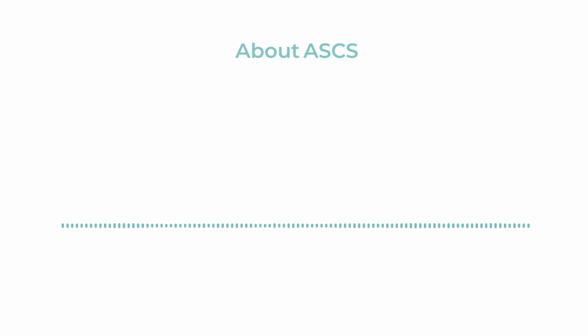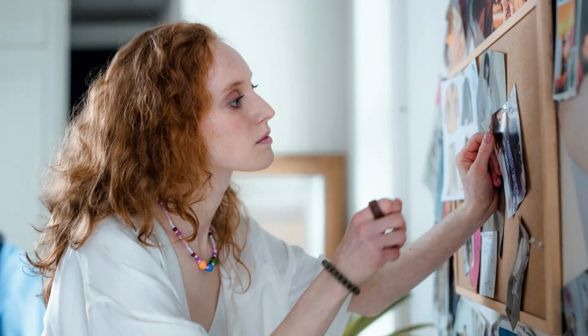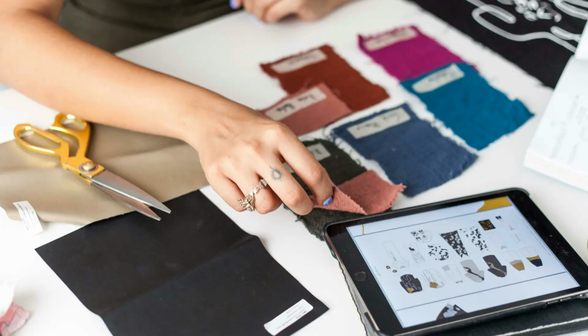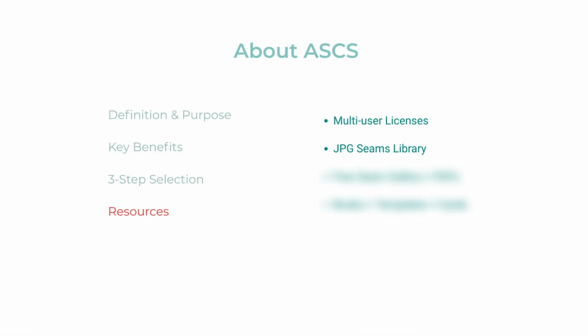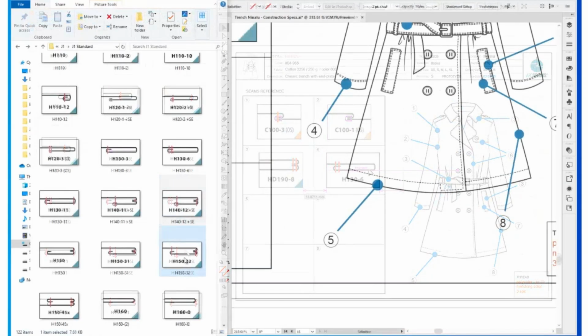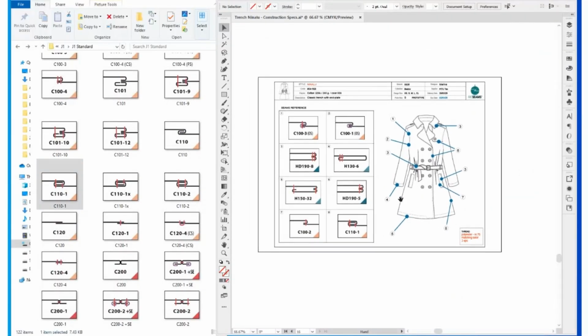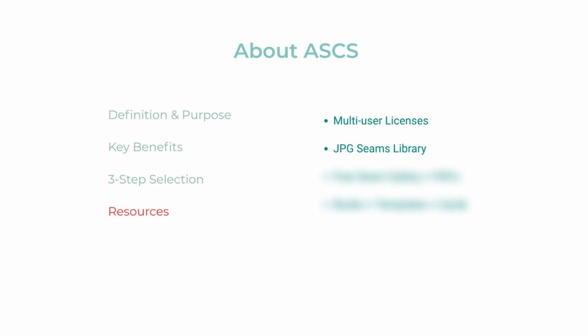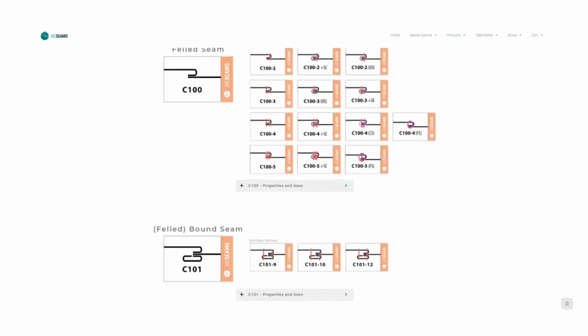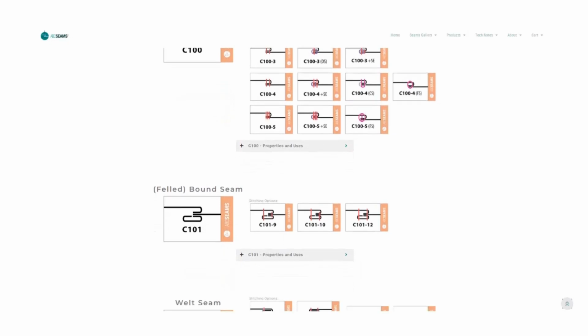What about smaller players? For independent professionals like freelance designers or technical consultants, they can buy the collection of seam JPGs. It's the images. Yeah, diagrams they can drop right into their tech packs. It helps them work faster and look more professional. Handy. And students, you mentioned them earlier. Yeah, this is great. Students get free access to a large chunk of the library, over 150 seams in an online seam gallery. Free access, that's fantastic.